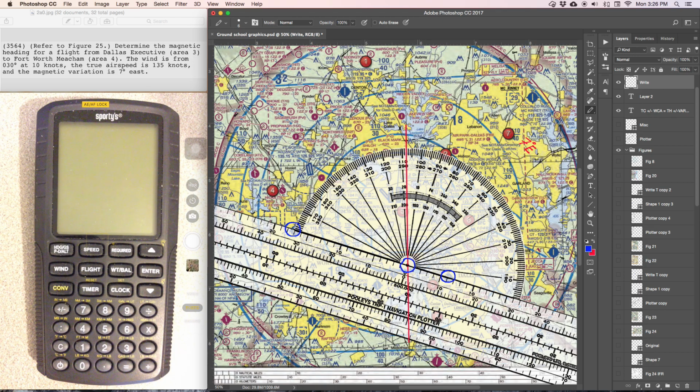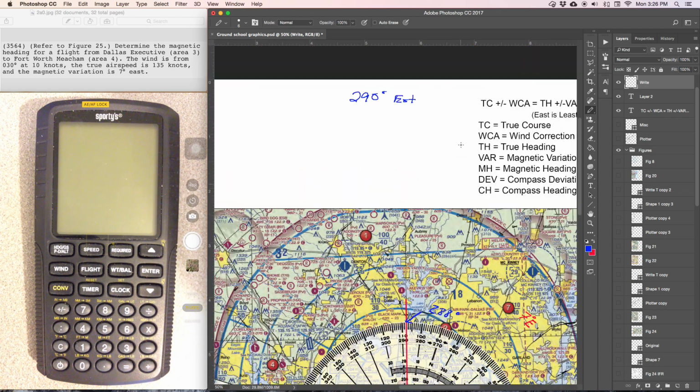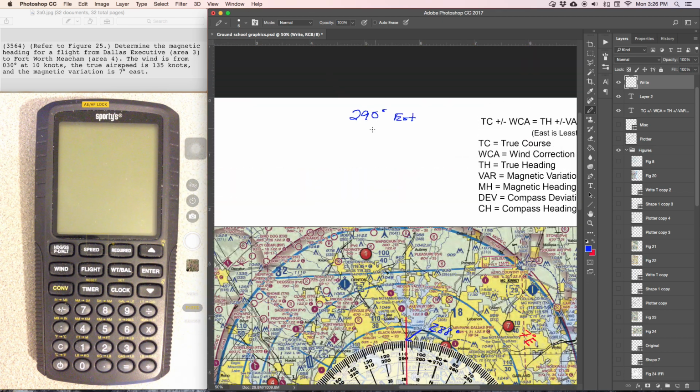Now I can read off the degrees what heading the true course is. Here's 270, here's 280, 285, 286, 287, about 288 right here. So 288 degrees is going to be the true course. That's pretty close, so I'm going to confirm that with my ballpark estimate. We have true course equals 288 degrees.